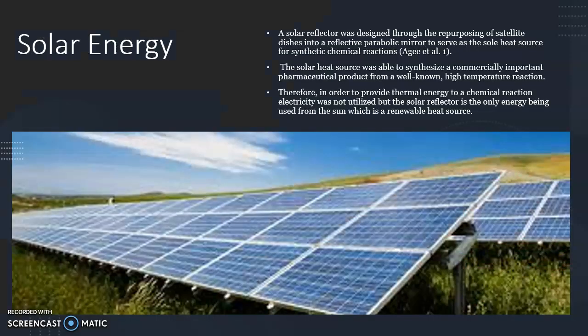Solar energy. A solar reflector was designed through the repurposing of satellite dishes into a reflective parabolic mirror to serve as a sole heat source for synthetic chemical reactions. The heat source was able to synthesize a commercially important pharmaceutical product from a well-known high-temperature reaction. So therefore, the solar energy, the heat derived from the satellite, helped produce that chemical reaction for ibuprofen instead of using electricity.